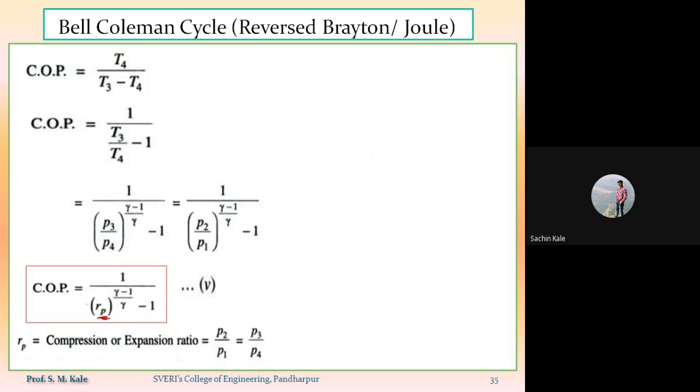So most of the time for the university exam, the question will be: explain the Bell-Coleman cycle with the help of PV and TS diagram and show that the COP of the Bell-Coleman cycle is equal to 1 upon RP raised to gamma minus 1 upon gamma, minus 1. Are you getting? So this is the expression, or this is the proof, of the COP of the Bell-Coleman cycle, given by the equation 1 upon RP raised to gamma minus 1 upon gamma, minus 1.